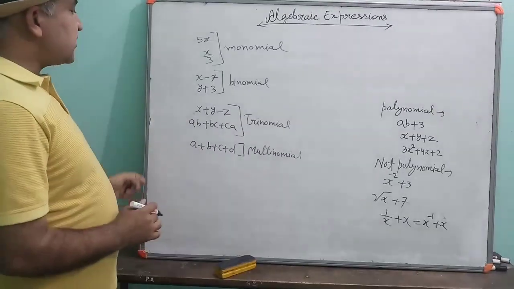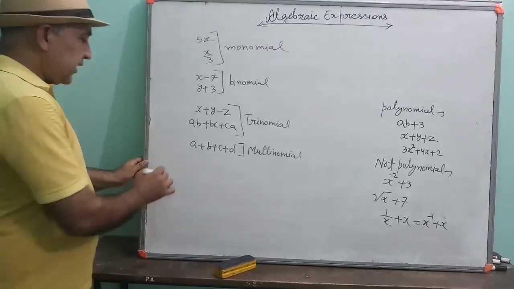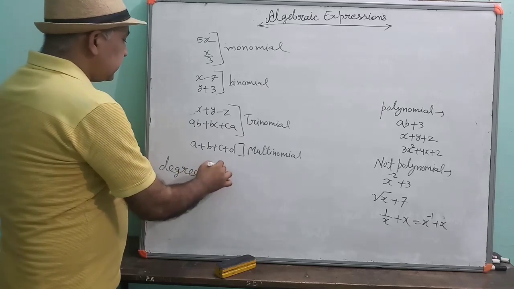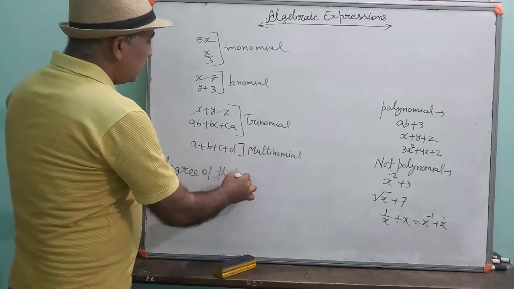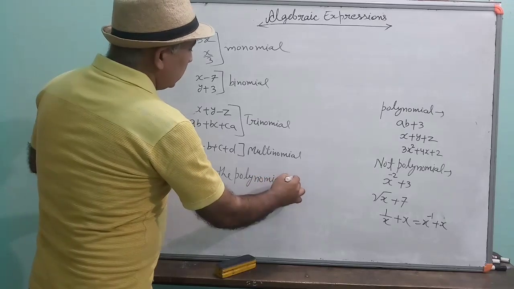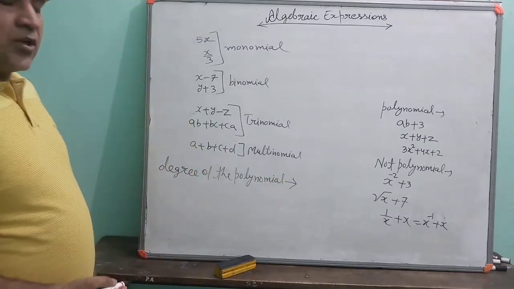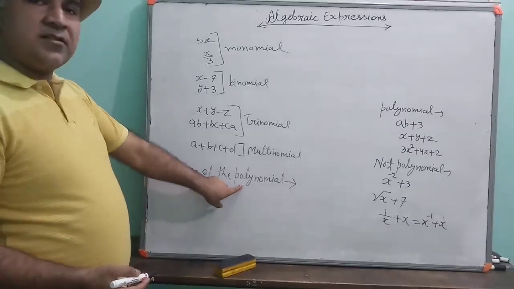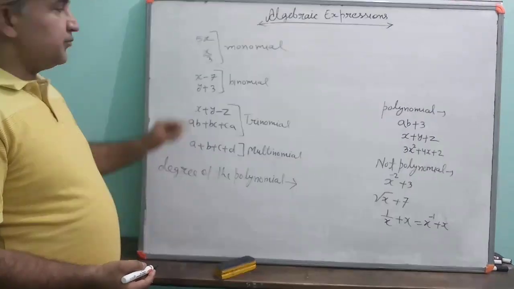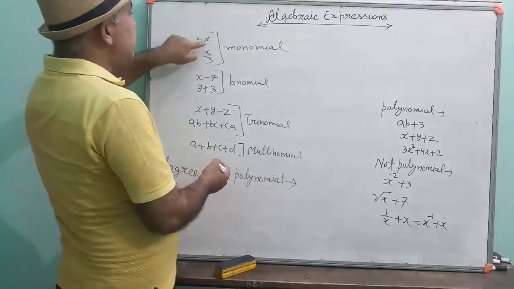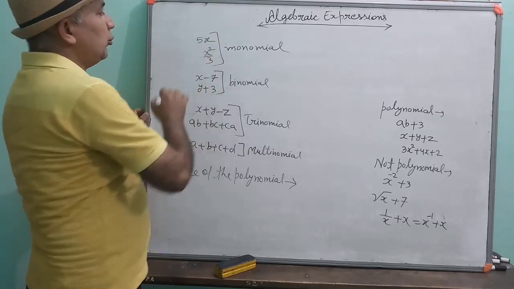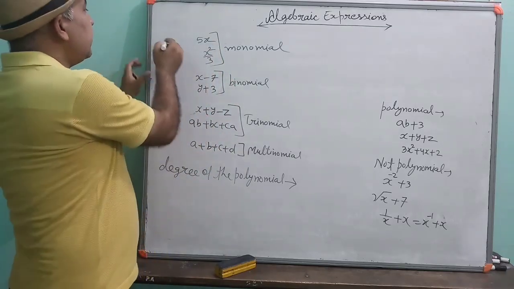Okay. Now the next point which you have to study is the degree. Degree of the polynomial. So degree of the polynomial means the maximum power of the variable in the algebraic expression. Just like here, in this case x power 1, here x power, suppose I am writing here 2. Okay, so here degree is 1.